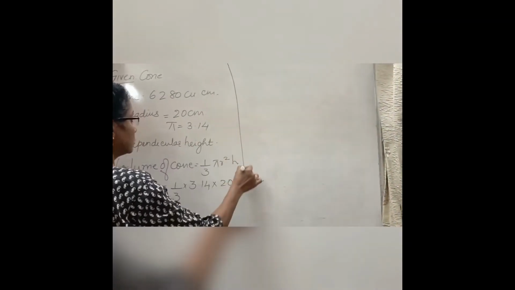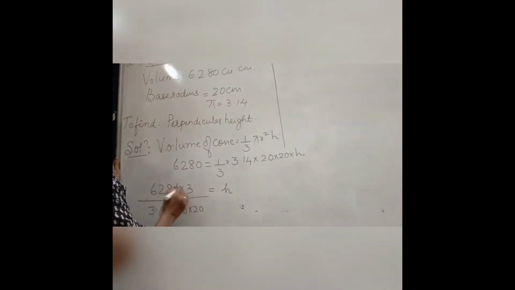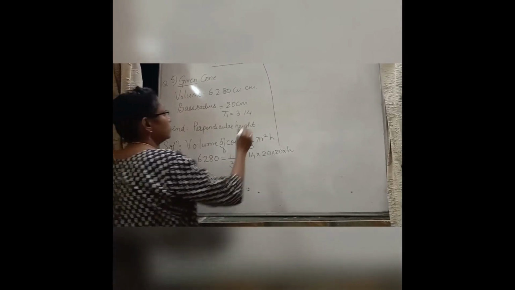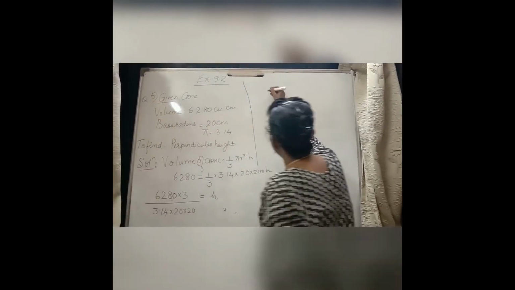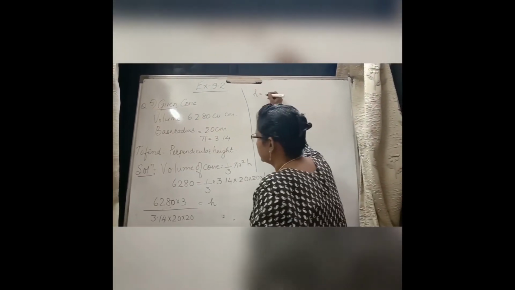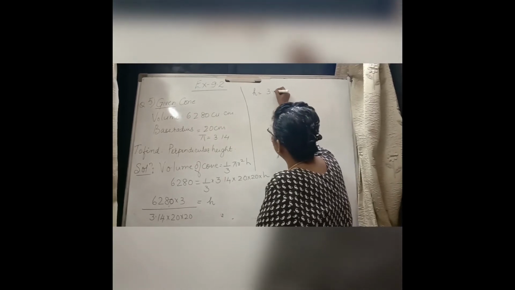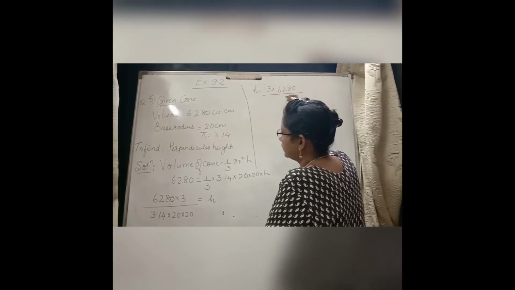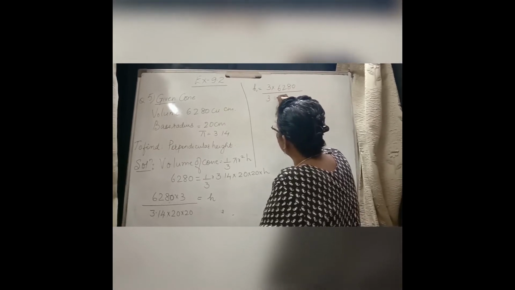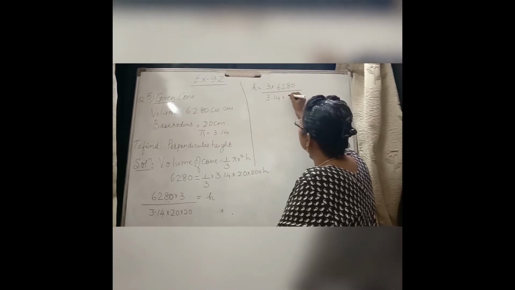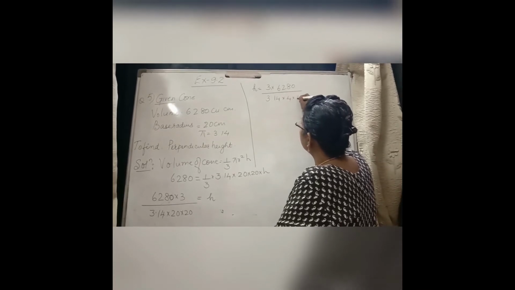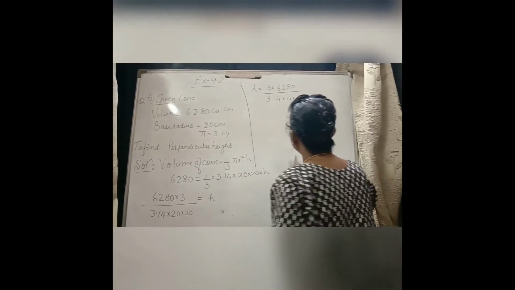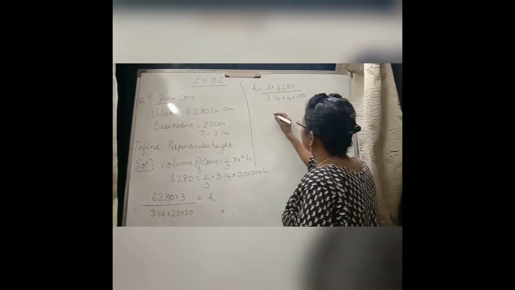So 0 and 0, so we will get h is equal to 3 into 6280 upon 3.14 into 4 into 100. So 20 into 20, 400. I have written as 4 into 100.